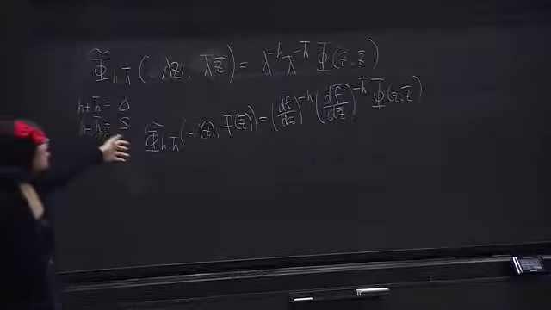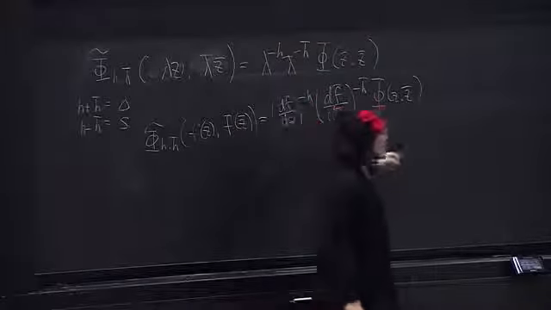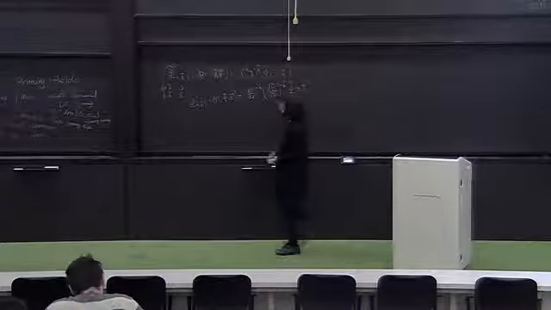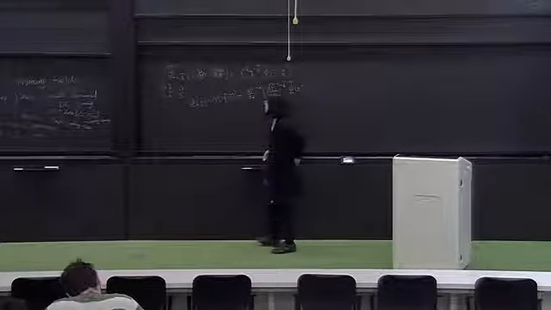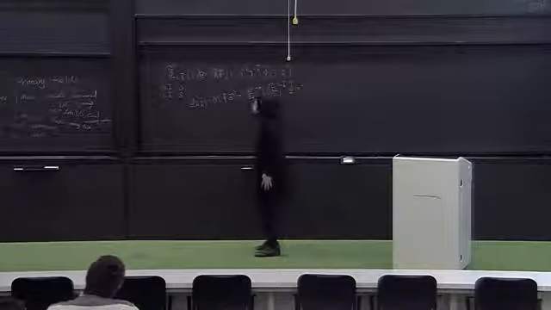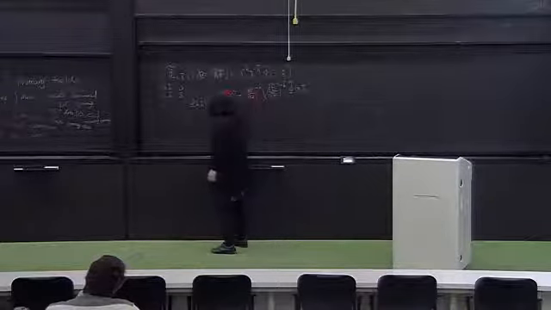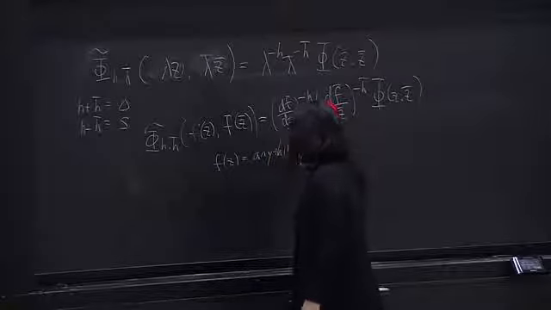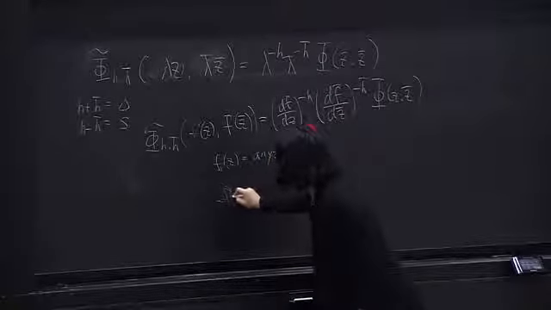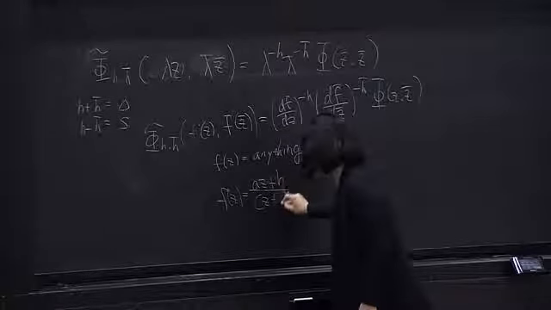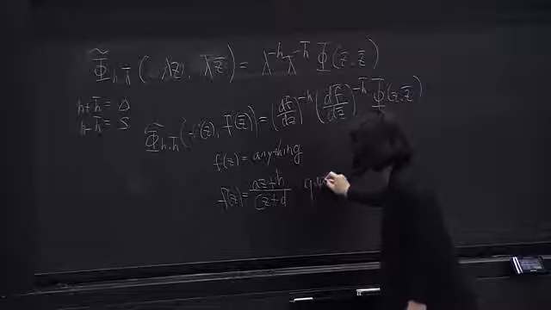So the primary field is defined as: if some operator transforms like this under a holomorphic, that is under the local conformal transformation, then it's known as a primary field with conformal dimension h, h bar. Since we're in 2D, we have to emphasize: if f(z) equals anything, then it's a true primary field. And if this only works globally, it's known as the quasi-primary field.